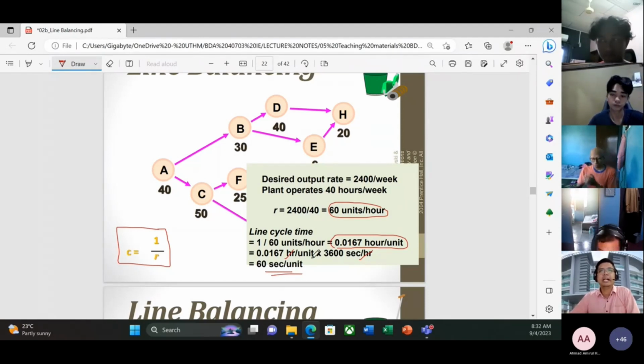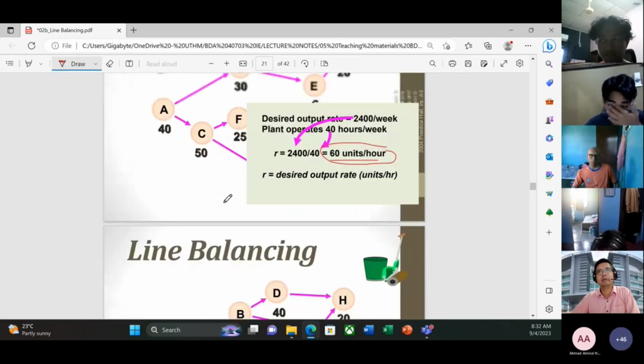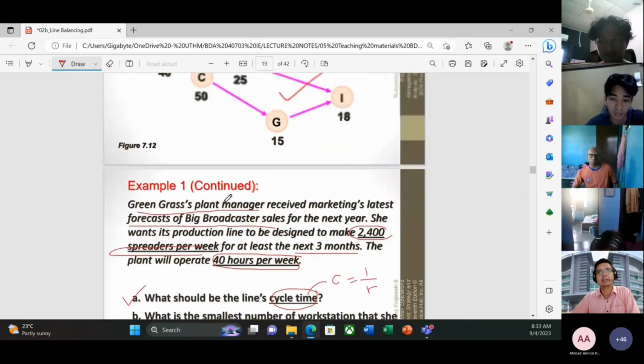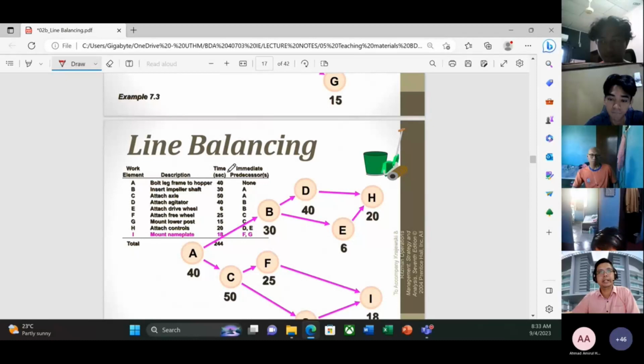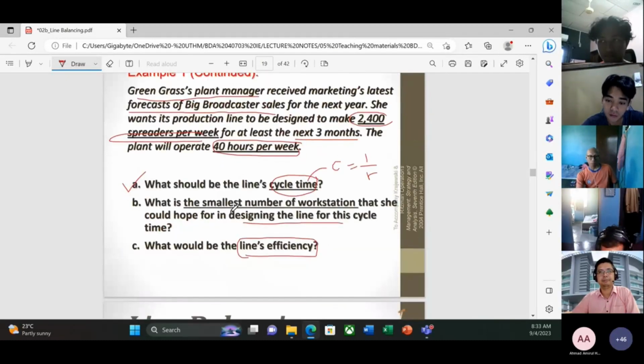So why do we need the line cycle time in seconds per unit? Due to our work elements. Look at our work elements here. They give you the work elements in seconds, so we find out in seconds.